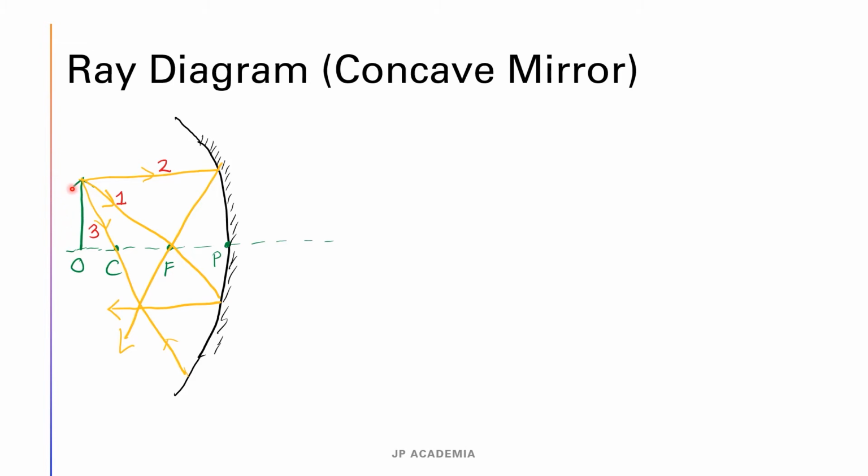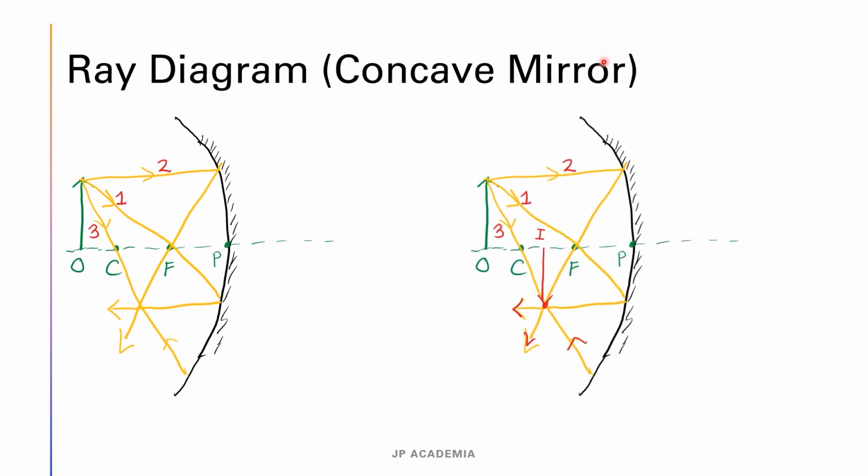Second, draw another line, this time parallel to the principal axis and from the object, going to the surface of the mirror. For the concave mirror, this parallel ray will be reflected towards the principal focus F. Okay. Third, ray number 3 goes along a line through the center of curvature C and reflects back along that same line, as can be observed in my drawing.